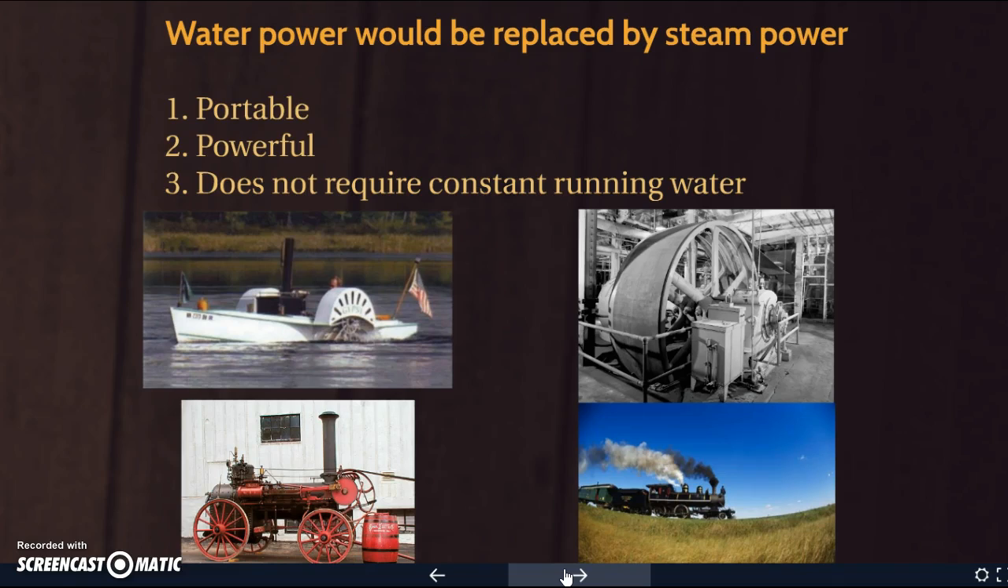Hot water, like boiling water, is going to produce more power. And you don't have to be near a source of constant running water, so you don't have to be next to a waterfall or a river. You can transport water to other places.